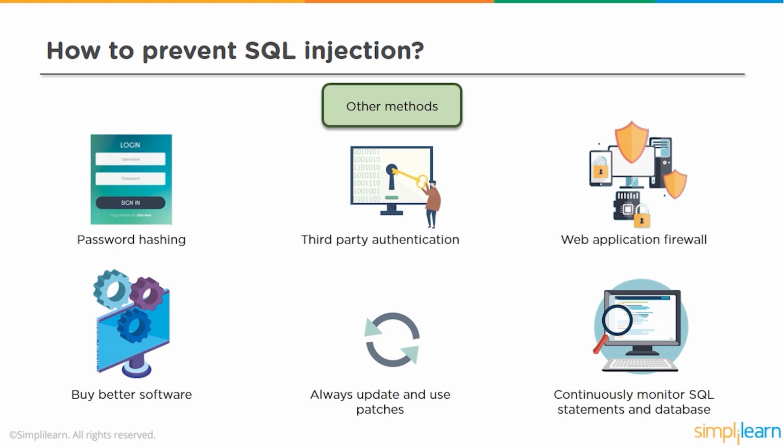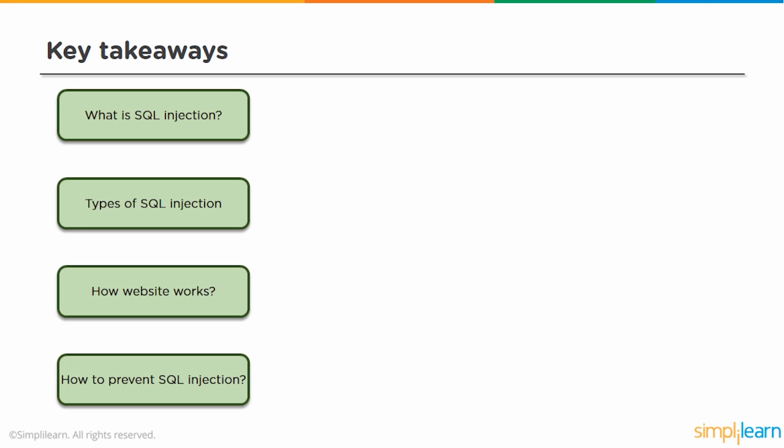And then continuously monitor SQL statements and databases. Use protocol monitors, use different software, use the firewalls to keep on monitoring what kind of queries you're getting. And based on those queries, you want to ensure the inputs and the queries that are coming in are not detrimental to the health of the software that you have. So the key takeaways that we have seen here in a nutshell are: what is a SQL injection attack, the types of SQL injection attack, how it works, and how to prevent SQL injection attack.